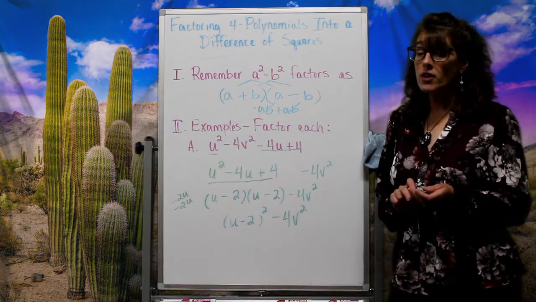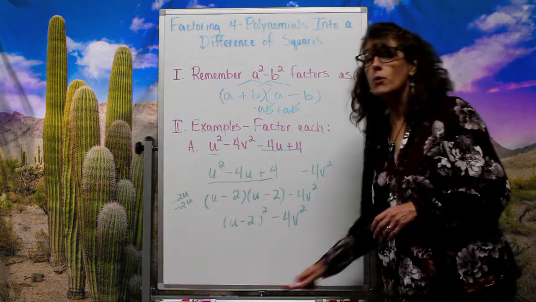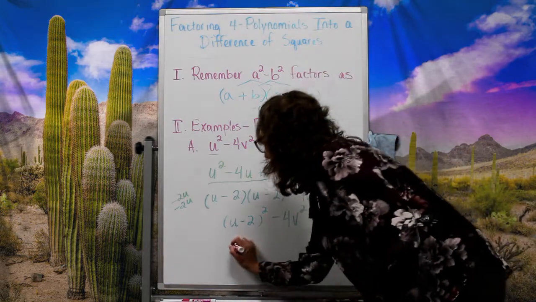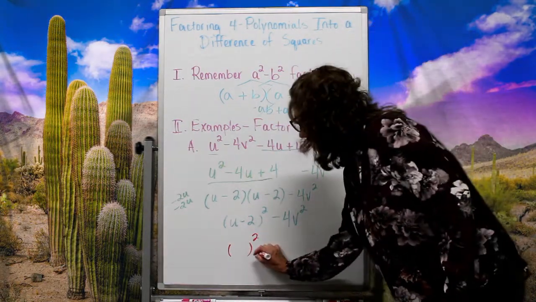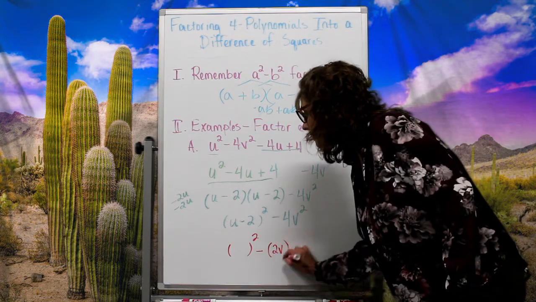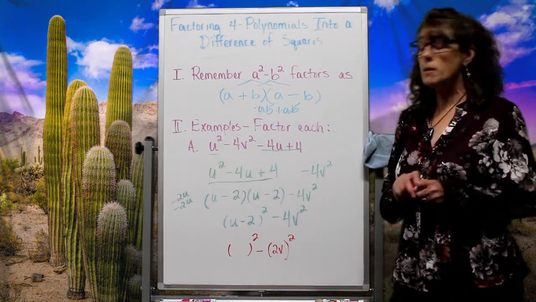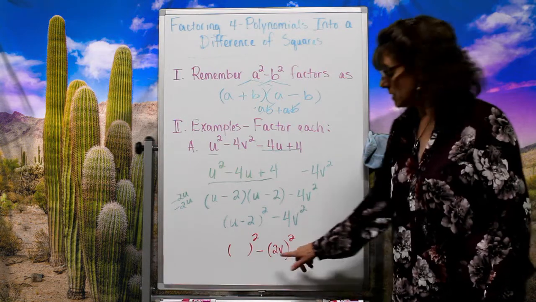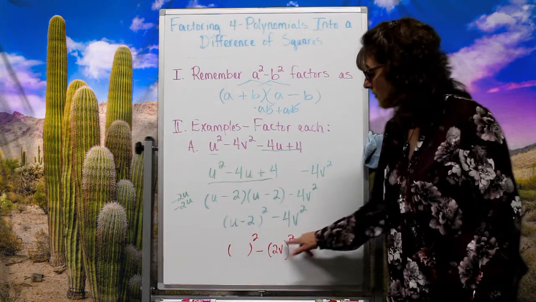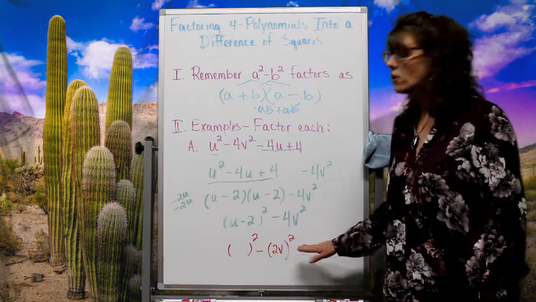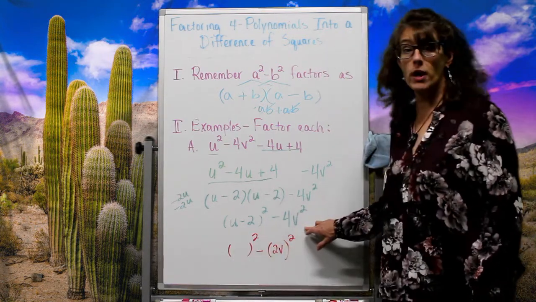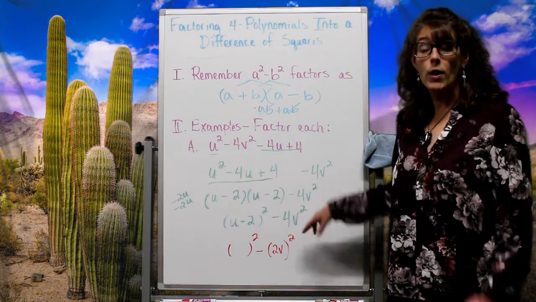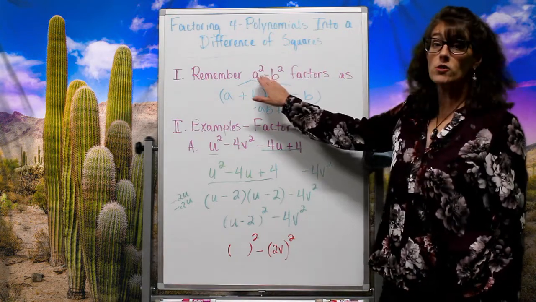Now it may not feel like a difference of squares, but remember what I really have here is quantity squared, and here this is actually going to be a 2v squared. Because remember, if I take a 2v and square it, that means I'm going to take the 2 and square it to get a 4. I'm going to take the v and square it to get a v squared. So here is my difference of squares. Quantity squared, quantity squared.